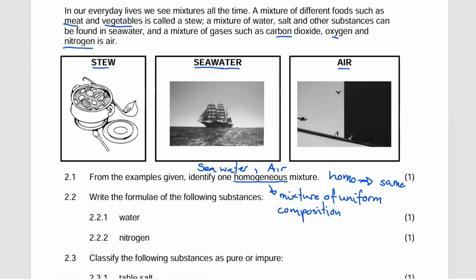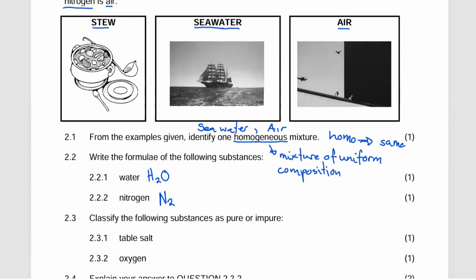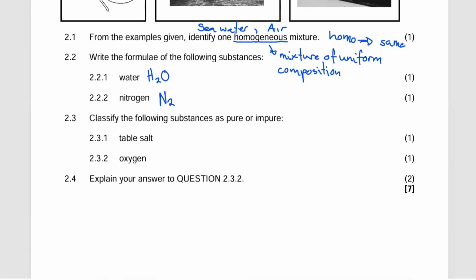Then it says 2.2 here, right? The formula of the following substances, right? So we're having our water there. The formula for water is H2O, right? Then 2.2.2 says our nitrogen, right? So our nitrogen is written as N2. Why is it N2? Because this is diatomic, it's a gas, right? So it says nitrogen, which is a form of what? Of a gas there. So it's diatomic there. We're going to write our nitrogen, which is N2, right?